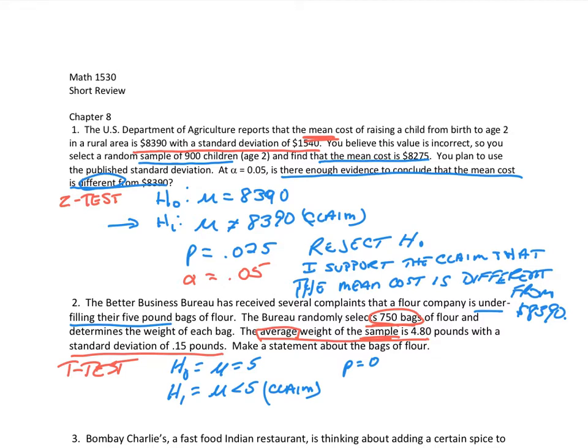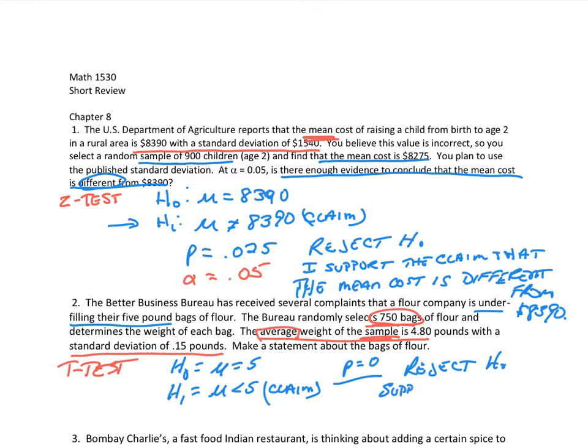There is no chance that the null is true. No chance. I didn't have an alpha, but it doesn't matter what the alpha is because alpha can't be negative. 0 is going to be lower than any alpha I could pick. So if p is 0, that means I reject the null. There's no way the mean is 5 pounds. And of course, this is just according to my data because I could have picked a bad batch of flour bags. So I reject the null.